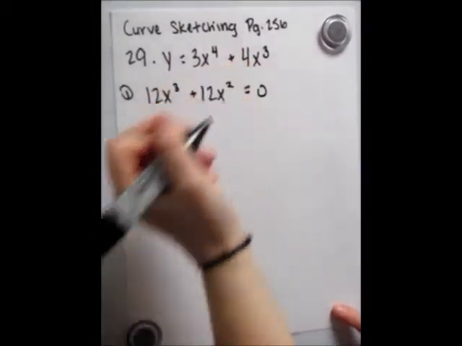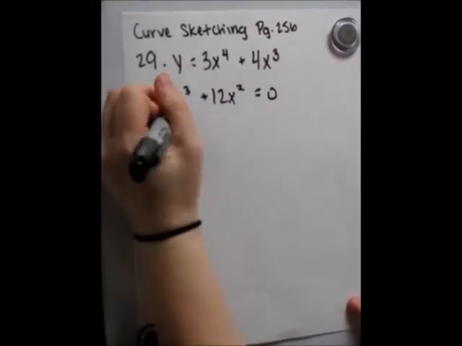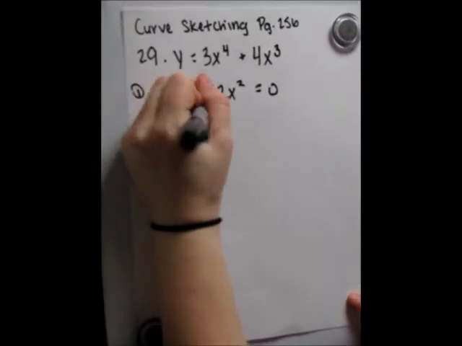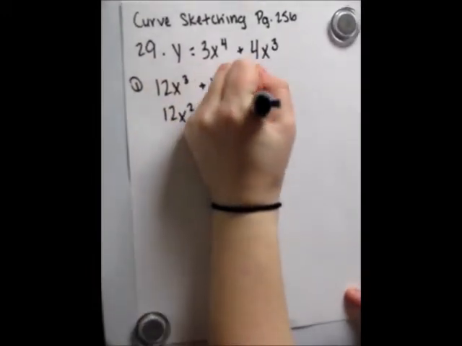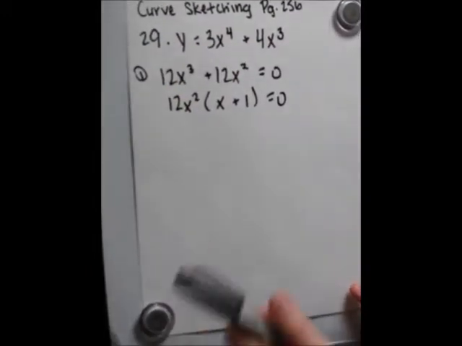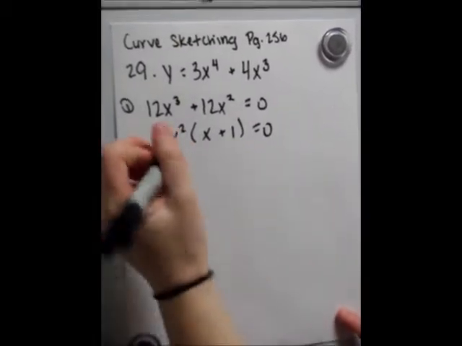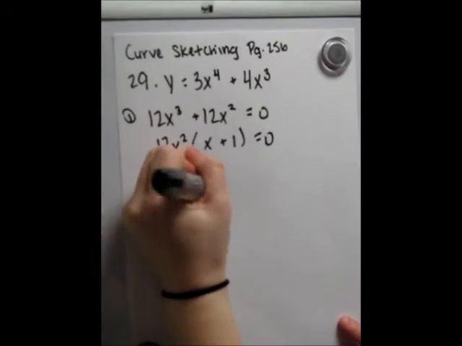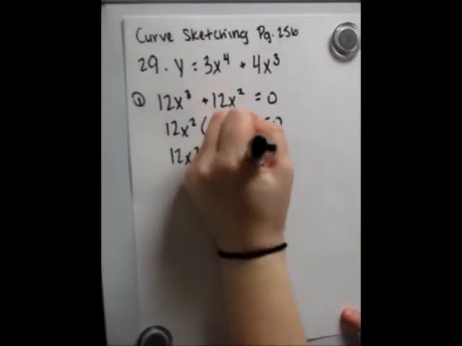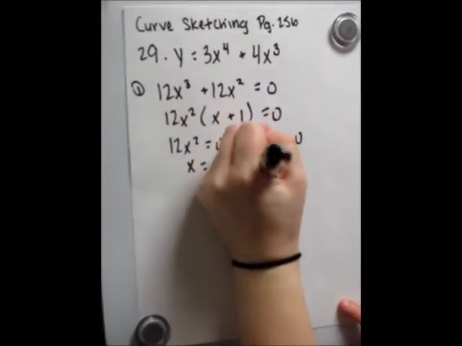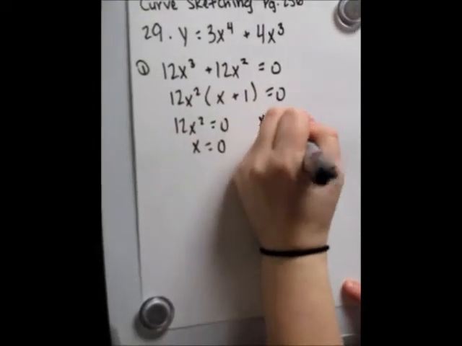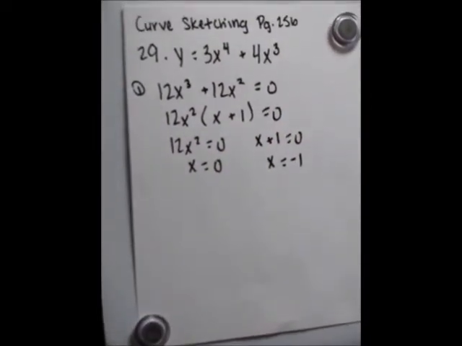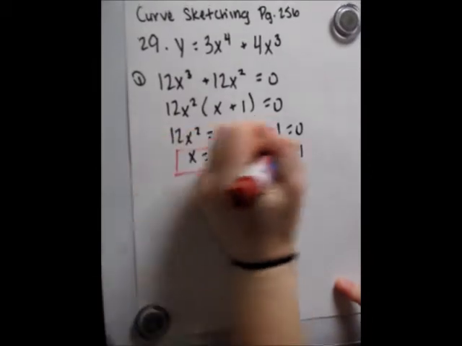We're going to set that equal to 0. Now we're going to factor out a 12x squared. So we're going to get x plus 1 equals 0. Now we're going to set each of these equal to 0. So we'll get 12x squared equals 0, which will give us x equals 0. And x plus 1 equals 0 will give x equals negative 1. Now I'm going to circle these in red because we're going to need these later.